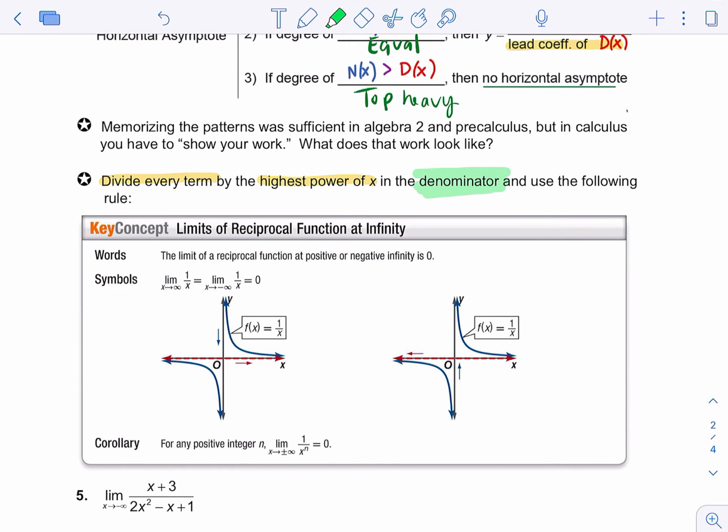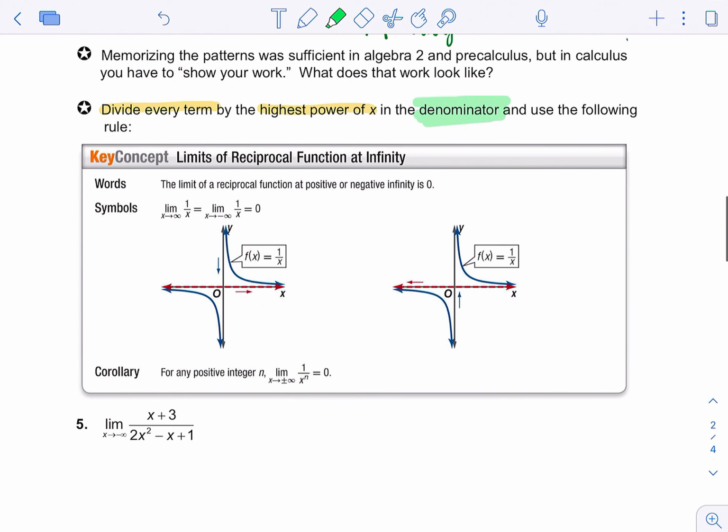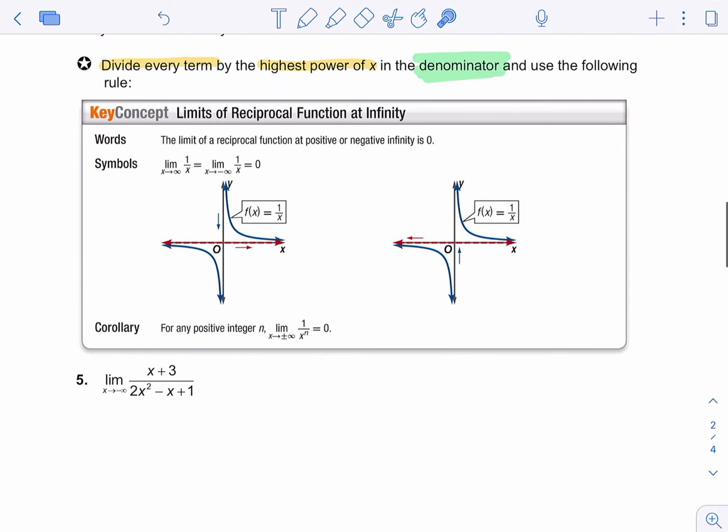And then we're going to use the following rule here, that the limit of a reciprocal function at positive or negative infinity is going to be 0. The limit as x goes to infinity of 1 over x, or the limit as x goes to negative infinity of 1 over x, is 0. So we get a function that goes out to 0 on both sides. Or we can continue: anything where we get 1 over x to some power is going to be 0. So this rule is going to help us out here. So here is what we're going to do.